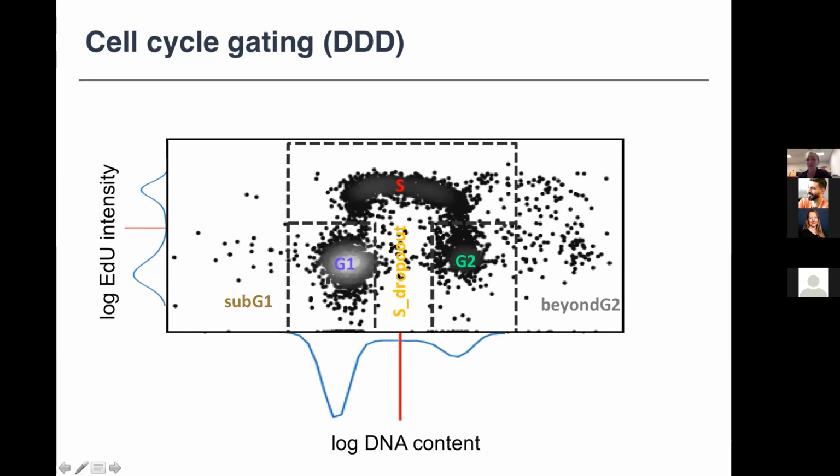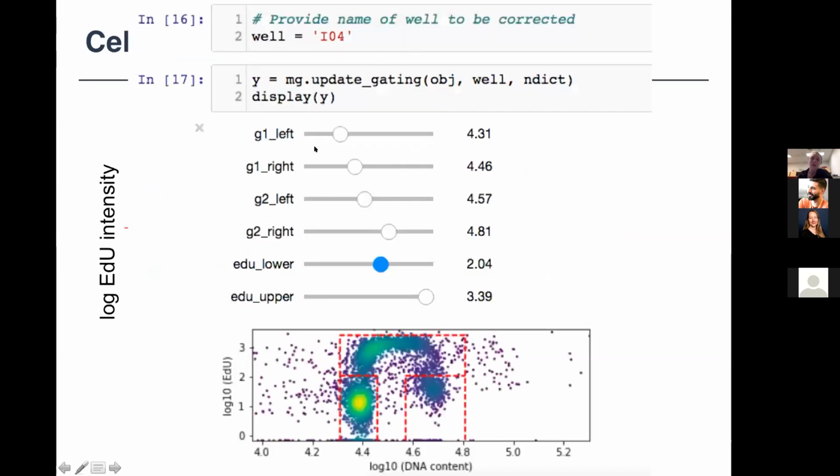We classify these cells that have intermediate DNA content but no EdU intensity as being S phase dropout cells, in addition to what are usually thought of as apoptotic cells that have less DNA content than your cells in G1, and polyploid cells that have more DNA content than your cells in G2. If for whatever reason the automatic gating doesn't do a very good job on your cells, we've built in the option to adjust these gates manually, and that's what's shown here. That can then be saved and used for all your downstream analyses.